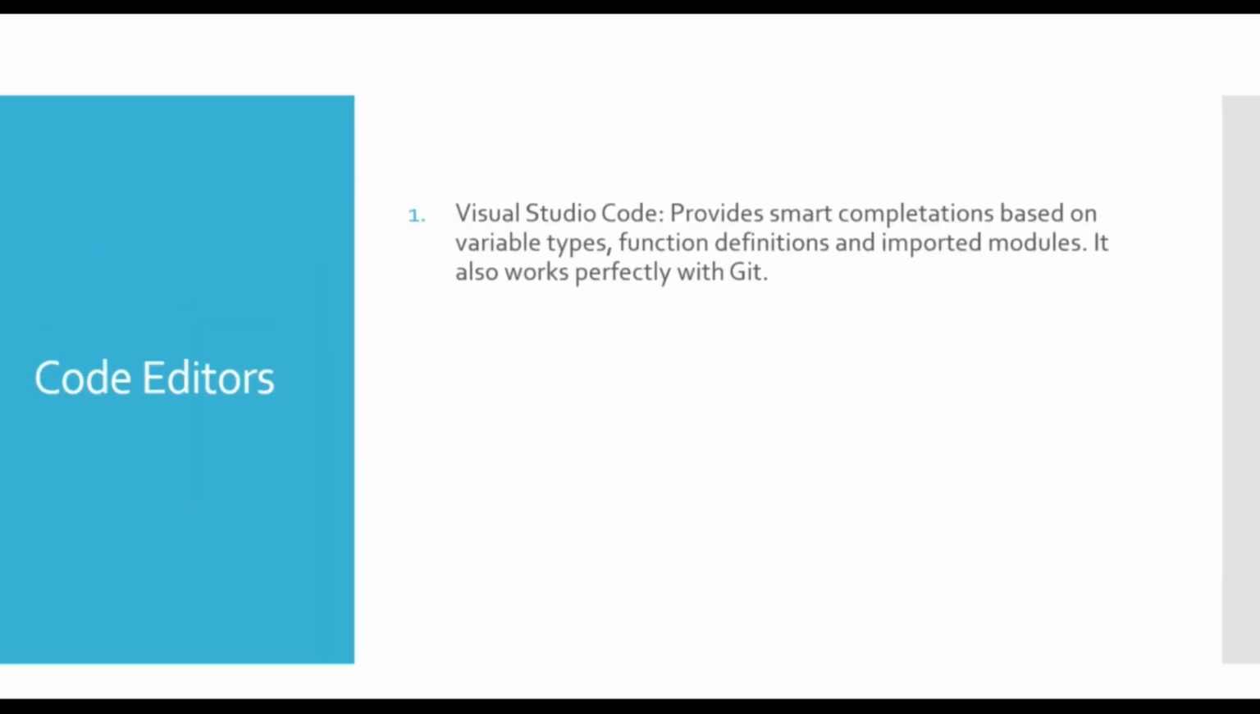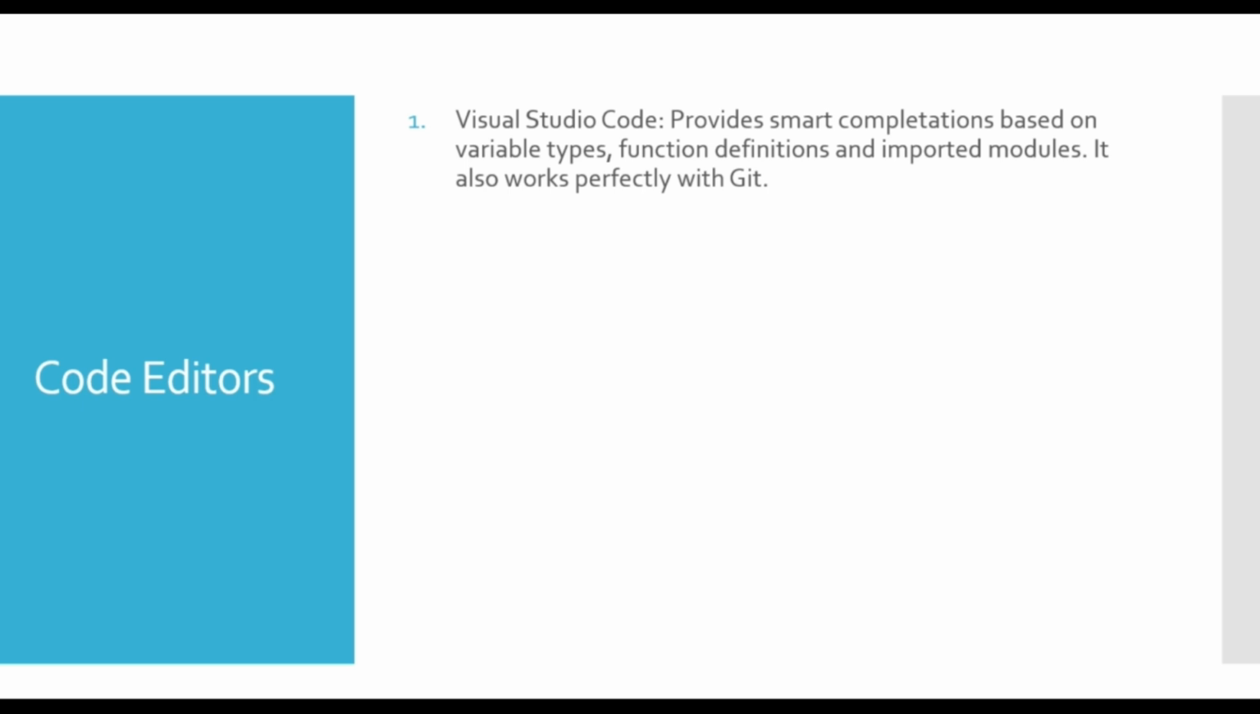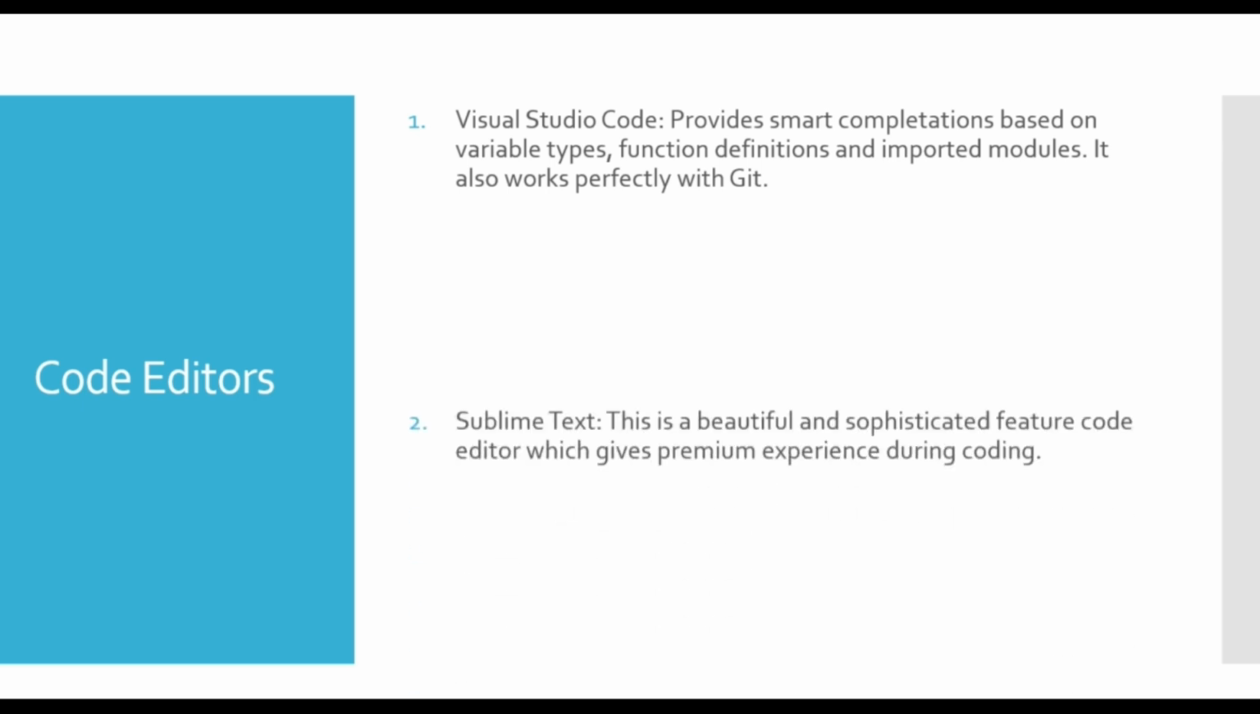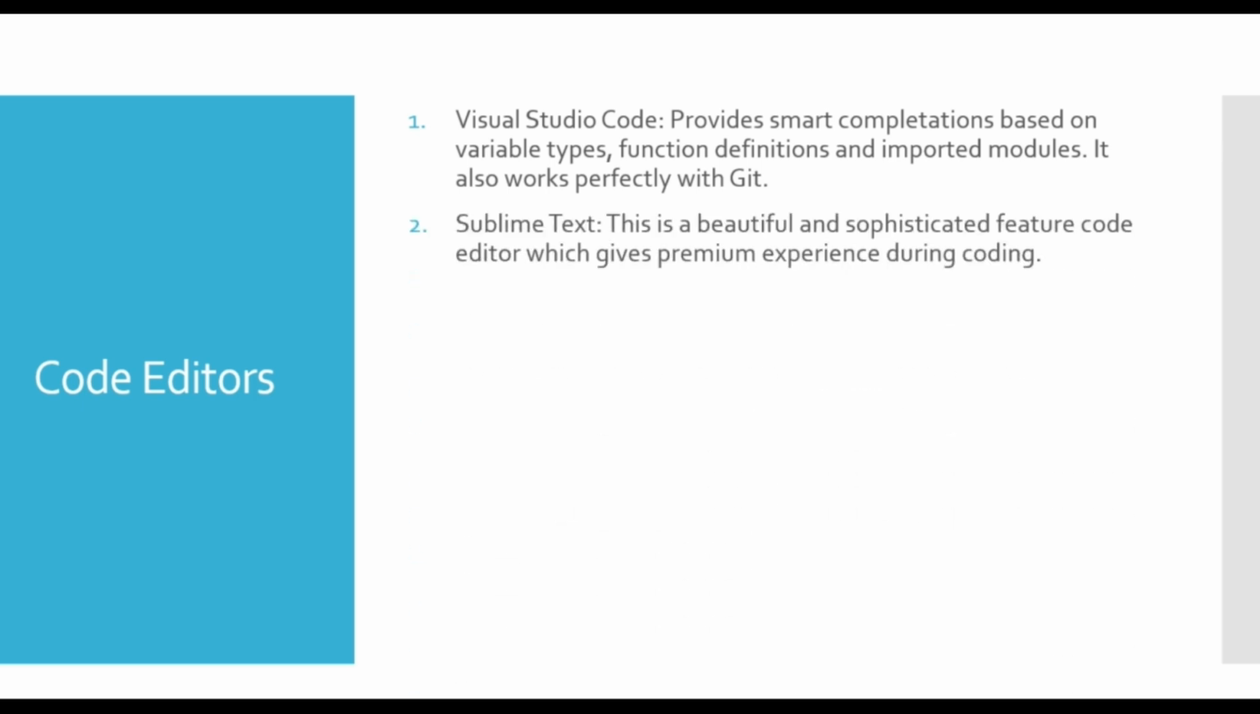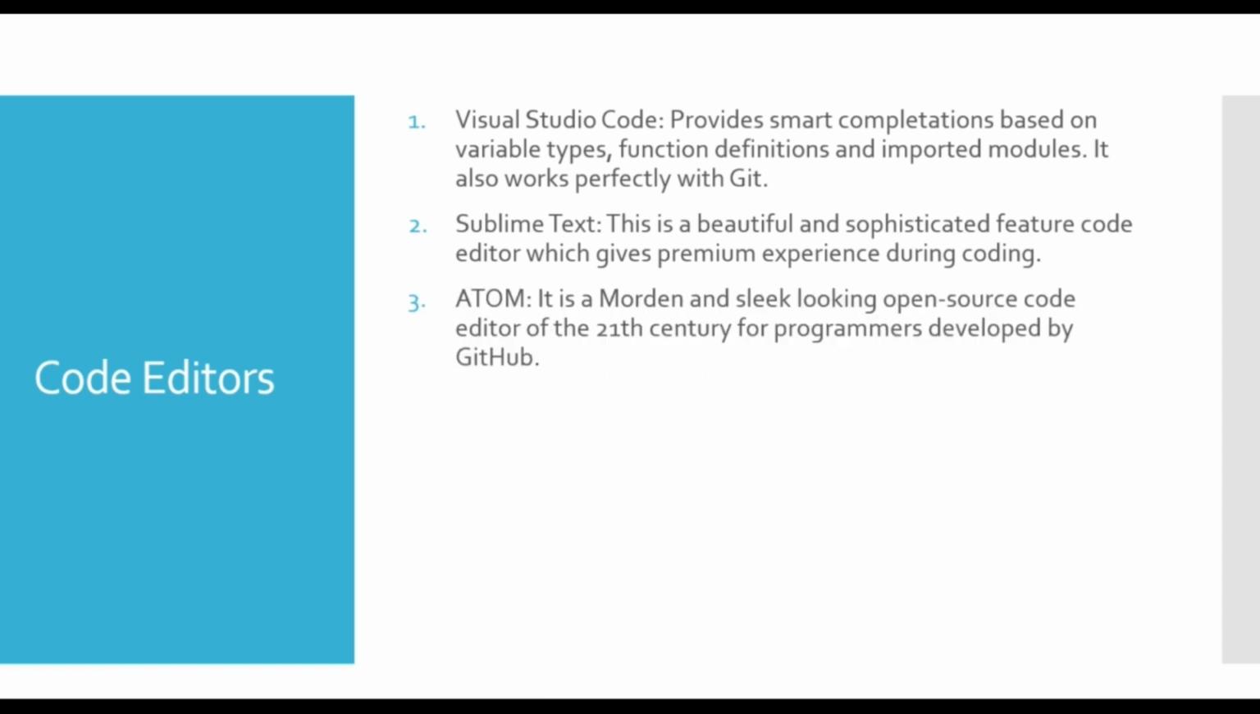So code editors. Visual Studio Code provides smart completions based on variable type, function definitions, and imported modules. There is Sublime Text, which is a beautiful and sophisticated feature-rich code editor that gives a premium coding experience. There is Atom, a modern and sleek-looking open source code editor of the 21st century for programmers, developed by GitHub. There is Vim. This is a code editor that is supported by hundreds of programming languages.